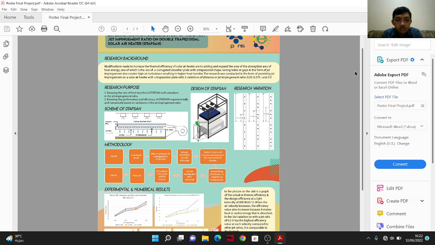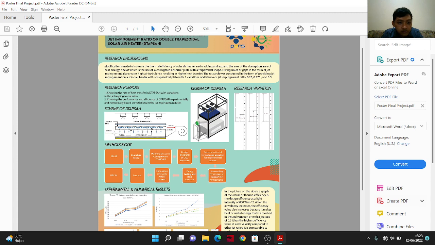The research purposes are: first, knowing the rate of heat transfer in DTAP-SAH with variation in the jet impingement ratio; and second, knowing the performance and efficiency of DTAP-SAH experimentally and numerically based on variation in the jet impingement ratio. And this is a scheme of DTAP-SAH, or double trapezoidal solar air heater.